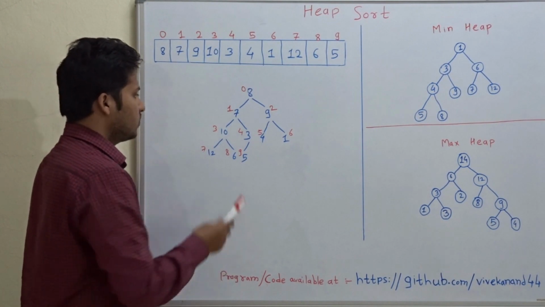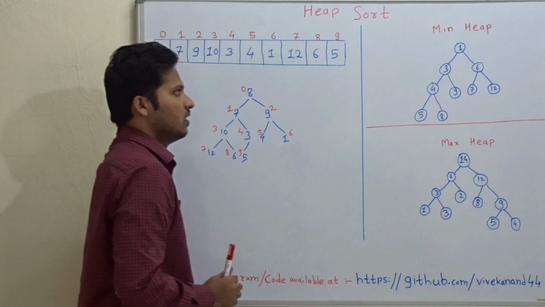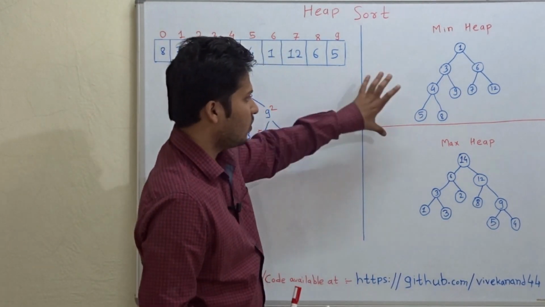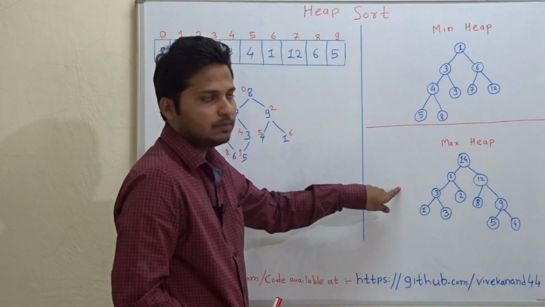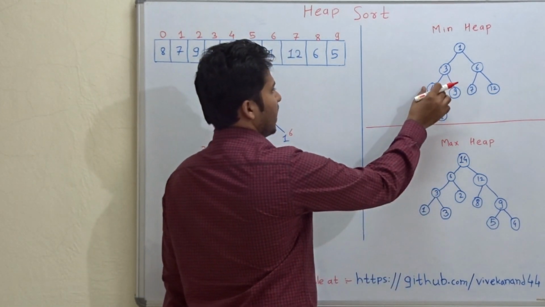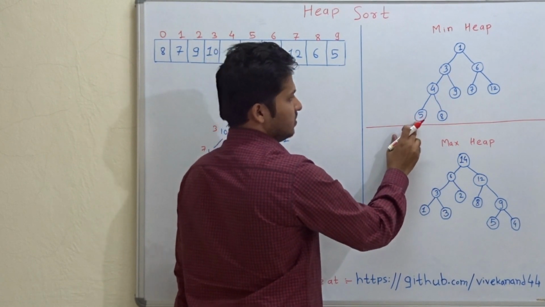Now we have to convert this binary tree into a heap. So what is a heap? There are two types of heap. One is min heap and the other one is max heap. In min heap, the value at each node is always less than its children.